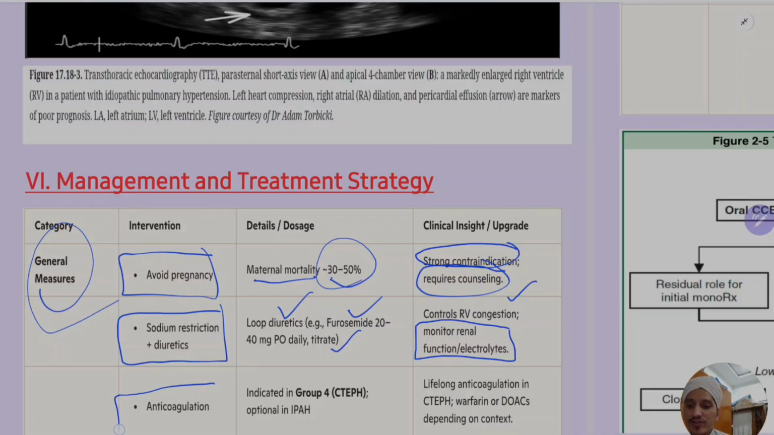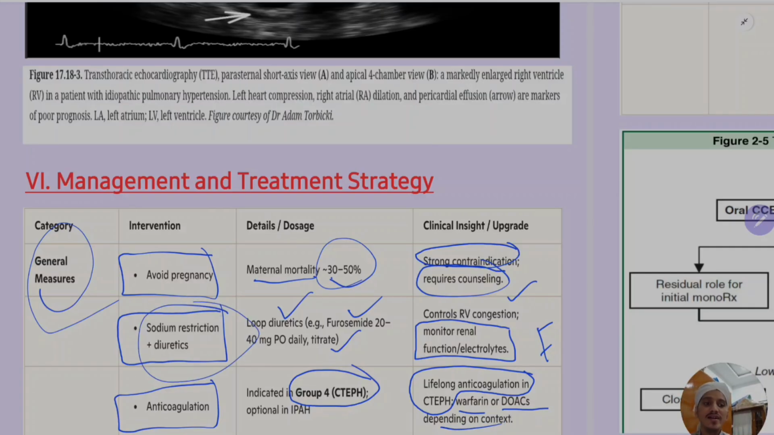One more thing is anticoagulation. This is not in all groups. Only in group 4 it is indicated. In chronic thromboembolic pulmonary hypertension, lifelong anticoagulation is required. You can use either warfarin or direct oral anticoagulants, factor Xa inhibitors like apixaban and rivaroxaban, all these you can use in group 4. Baseline is sodium restriction and diuretics.